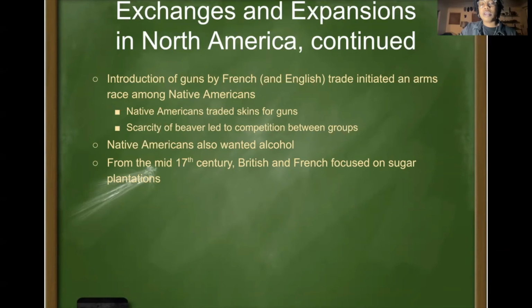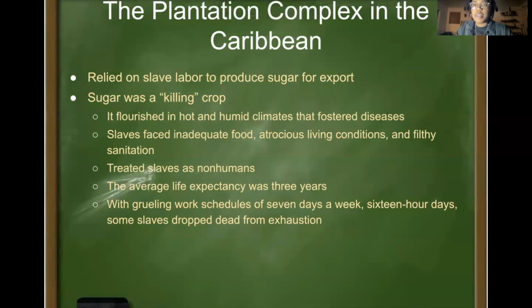All right. Anyway, so basically moving on though. As we move on past the mid 1600s on down, British and French are going to focus mostly on sugar plantations, which are incredibly harsh and vicious and brutal. And we'll talk more about those in The Plantation Complex in the Caribbean. So I'm probably going to knock out like 3 or 4 more slides, and then that'll be our break right there. So in the Caribbean, they're going to rely on slave labor to produce sugar for export, and it's going to be incredibly dangerous.